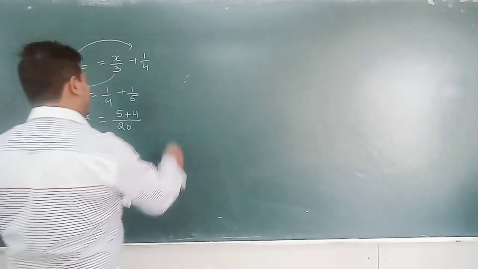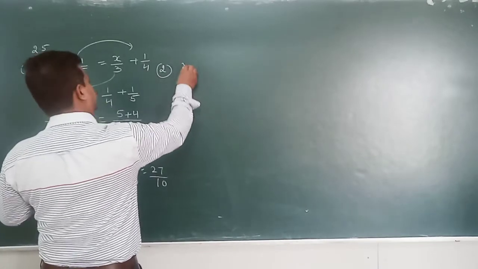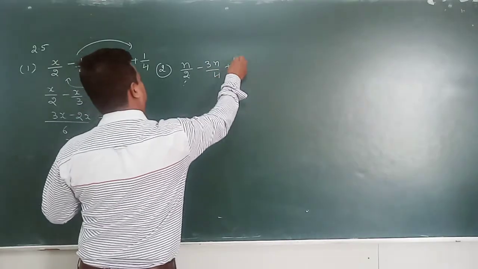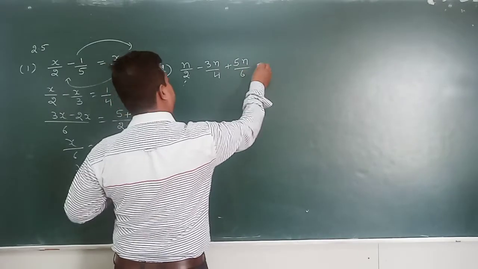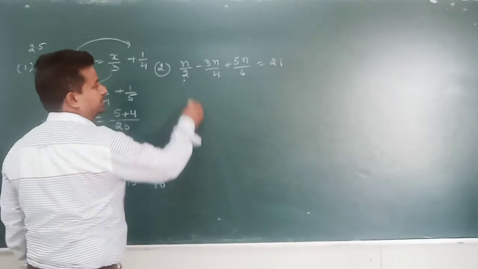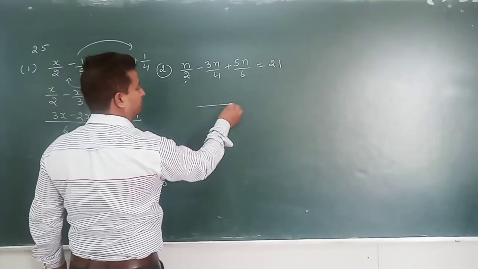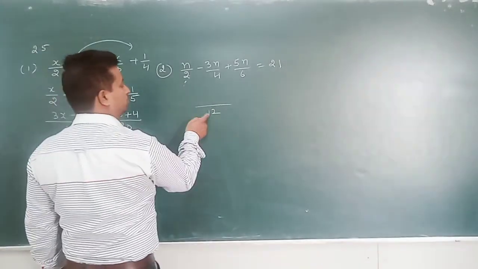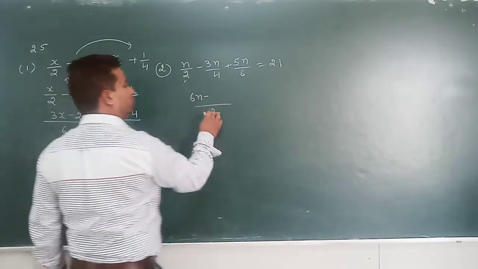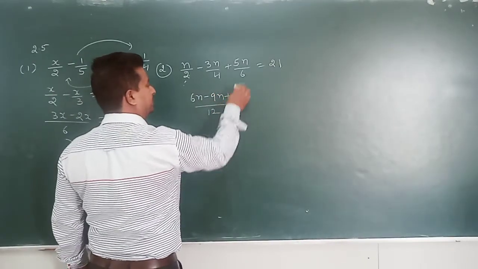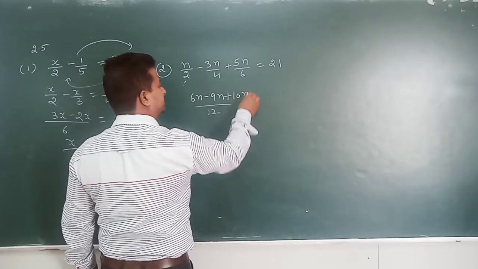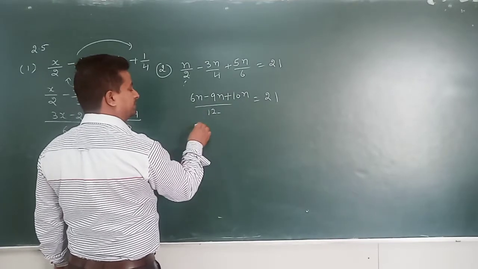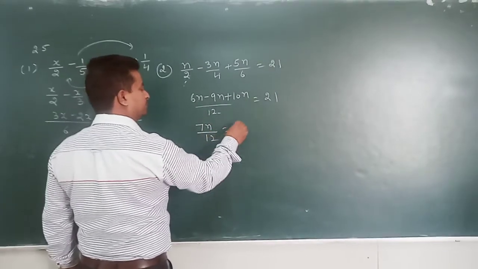In the next question, question number 2. n upon 2 minus 3n by 4 plus 5n by 6 equals 21. First take LCM of these, which is 12. LCM of 2, 4, 6 is 12. So 2, 6 is 12. 4, 3 is 12, 3 is 9. 6, 2 is 12, this is 10. So 6 plus 10 is 16. 16 minus 9 is 7n, which is 21.